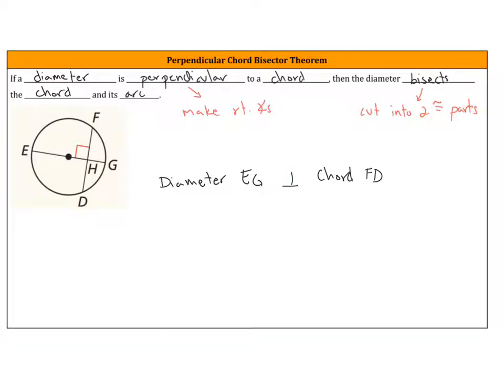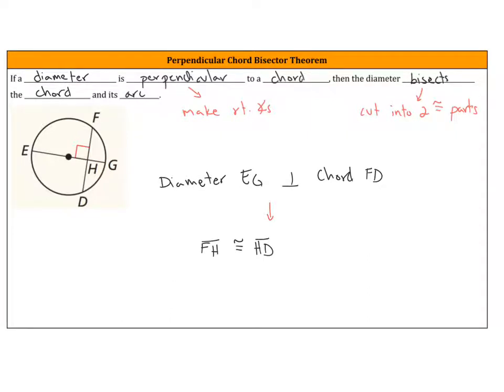Okay, so because we have this, based on the theorem, here is what we are allowed to conclude. It says that the diameter bisects the chord. So what that means is EG will literally cut FD into two equal or two congruent parts. So what are those parts? That is segment FH and segment HD. And both of these are, of course, congruent to each other.